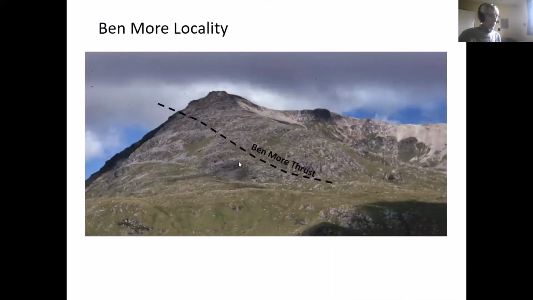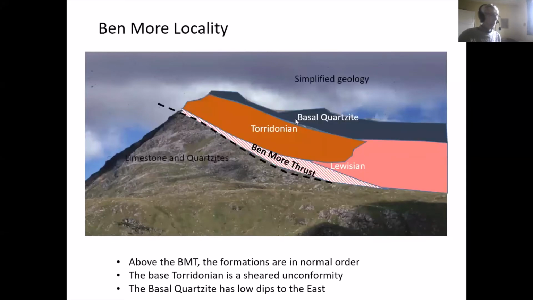Looking specifically now at some localities, this is Ben More, where the Ben More Thrust is in the middle of the window and it's fairly steeply inclined. Let's just superimpose the geology on top of that. We have sheared Lewisian, then sort of normal Lewisian, Torridonian deposited on top of that with quite an undulating surface. And then there's a smooth conformity with the basal quartzite on top of that. All of this is thrust over the top of limestone and quartzites, which are highly faulted over in the west.